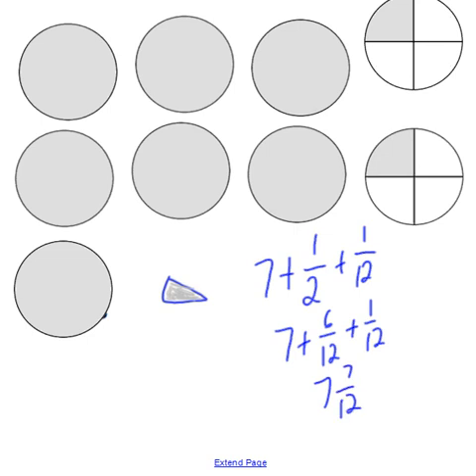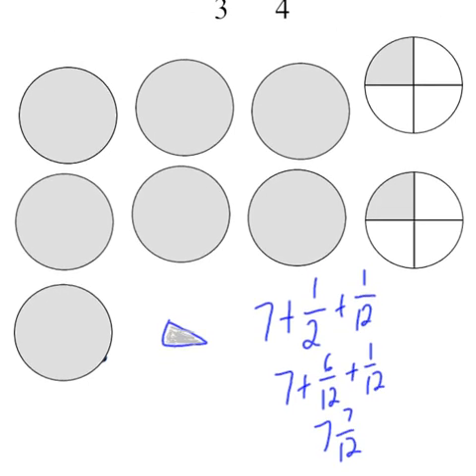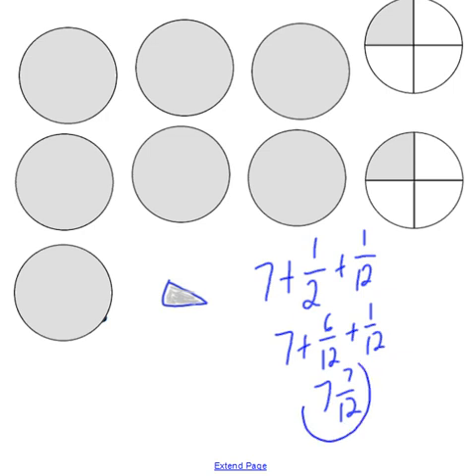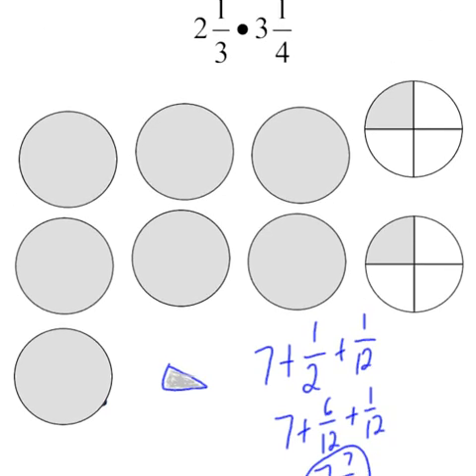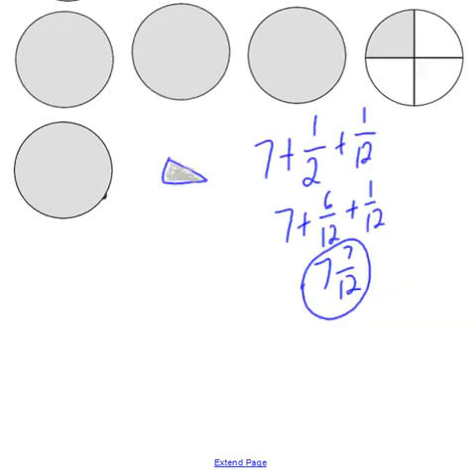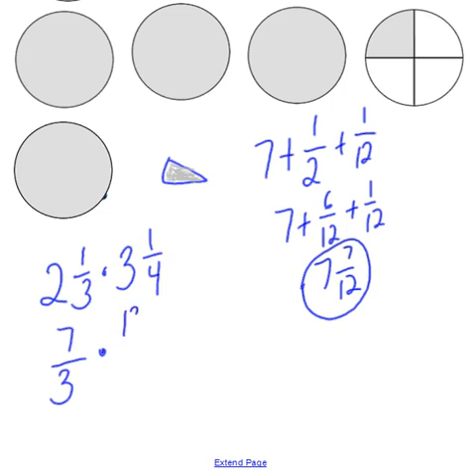So let's see if we get 7 and 7/12. I think we did that right. Let's see if we get 7 and 7/12 when we actually do the problem. Because that's what we should get. So 2 1/3 times 3 1/4. You do have to put these in improper fractions, all right? So we're going to make 2 times 3 plus 1 is what? 7 thirds. 3 times 4 plus 1? 13 fourths.